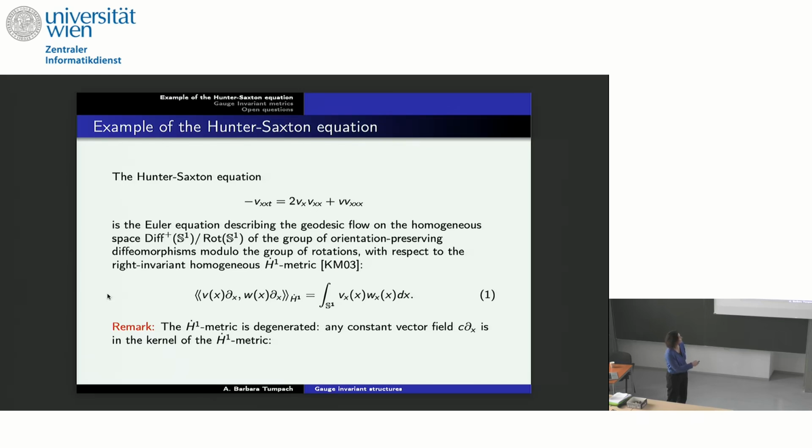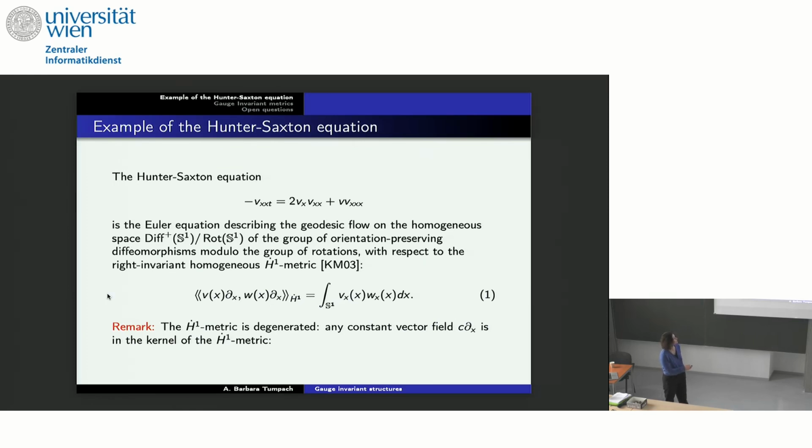But this is a metric that we use. This metric is first given at the identity of the group, and then we translate it everywhere by right translation. And you see that this metric is degenerate because any constant vector field, meaning in the form c d/dx, here x is a parameter on the circle, but we identify the circle with R mod Z, for instance.